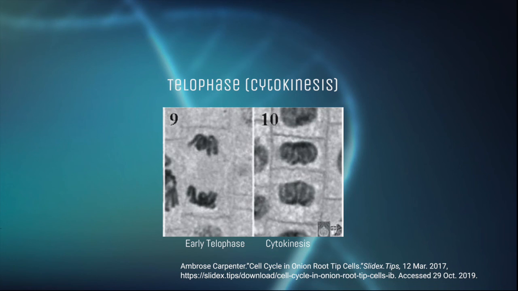Since the mitosis happens in a plant cell, it forms a cell wall and undergoes cytokinesis. This is how mitosis works in onion root and plant cells in general.